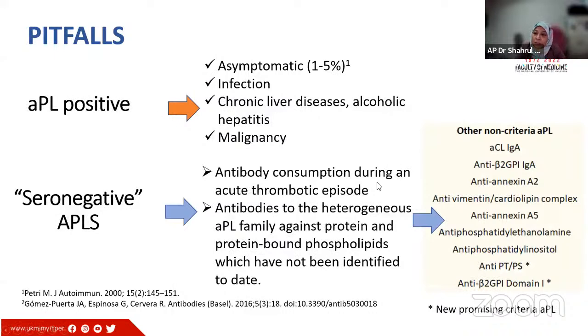And again, similar to other autoantibodies, do not forget about the mimickers: infection, comorbidities, malignancies. And seronegative APLS is still present. The patient had recurrent arterial thrombus, and probably a very bad, unexplained obstetric history. So seronegative means that there are other non-criteria antibodies which are not available in our center or even in our country, but are done in other more well-developed or well-resourced countries.